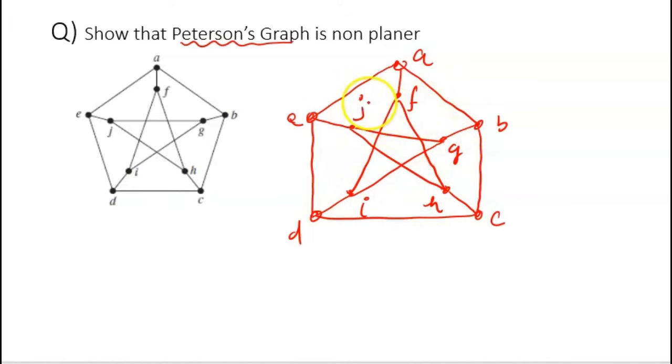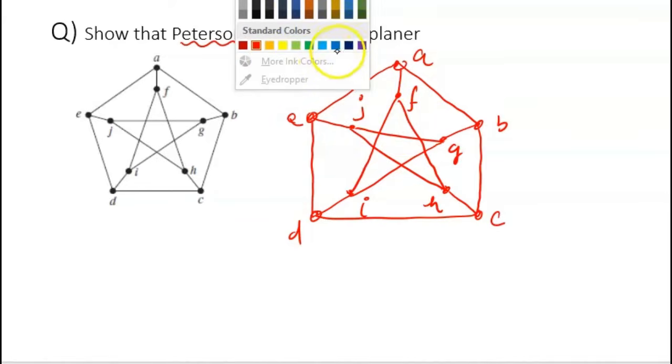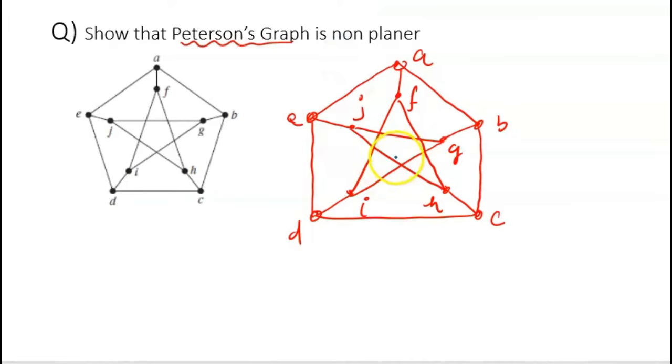If I ask someone what do you think, does it look like K5 or K3,3? So most of the time a student answers that it looks like K5. But what I am going to show you is that I will first be drawing a subgraph of this graph, and after that I will show you that that subgraph is homeomorphic to K3,3. So how to draw that subgraph?